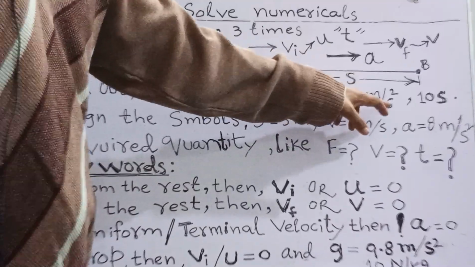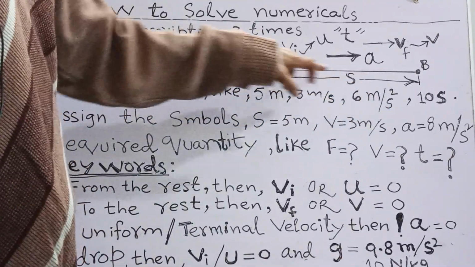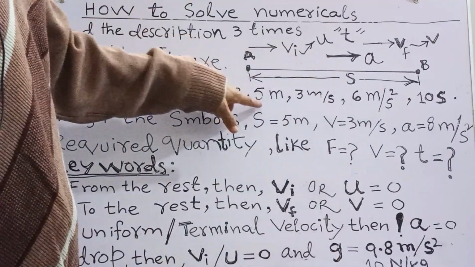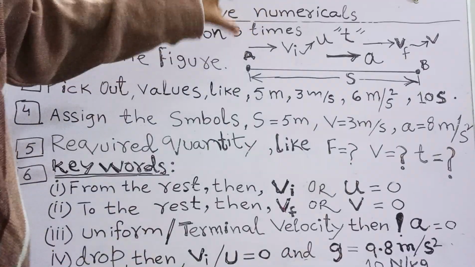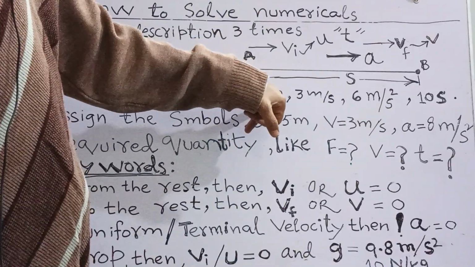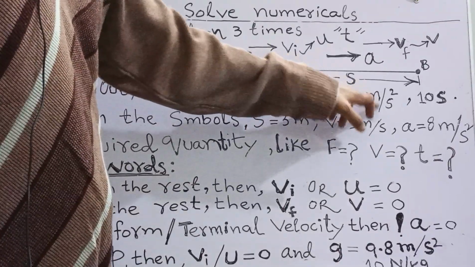Similarly, in meter per second, 6, 3 and 5 are the magnitudes. They may have any value, so don't worry about the numeric values, and just focus your attention only on the units: m, meter, meter per second. Now, meter per second square.